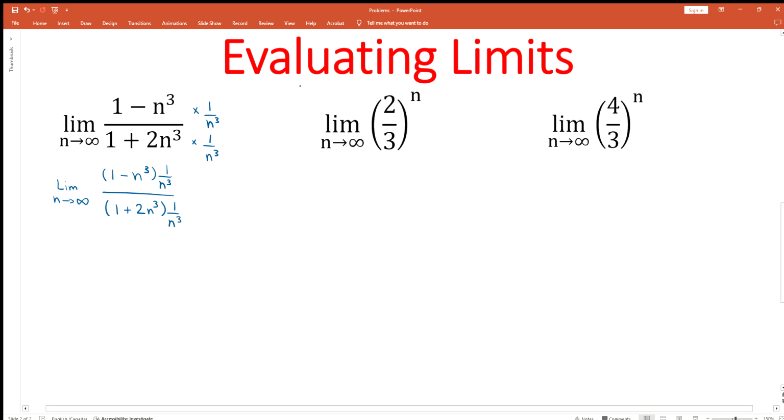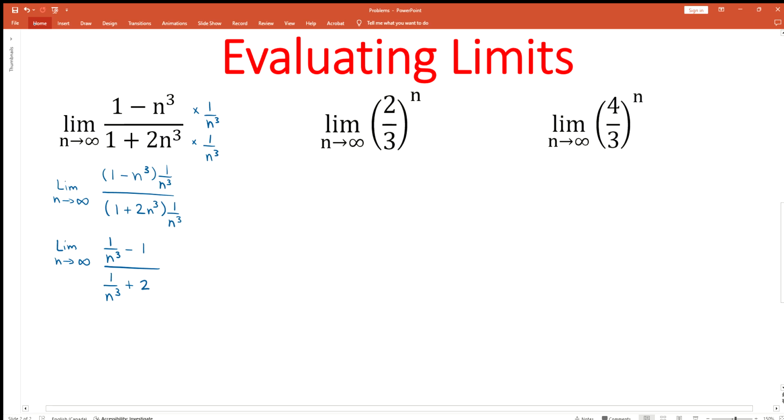Next, we can distribute 1 over n cube into the parentheses in the numerator and denominator. In the numerator, 1 times 1 over n cube is 1 over n cube. N cube times 1 over n cube is 1. In the denominator, 1 times 1 over n cube is 1 over n cube. 2n cube times 1 over n cube is equal to 2.